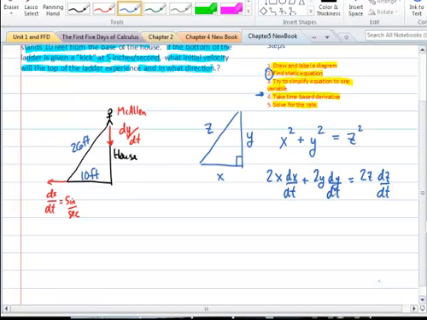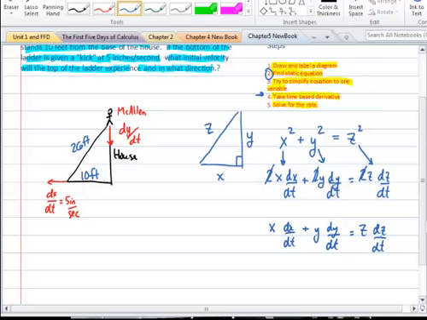Okay, well, we're back, and I just took the time-based derivative, and I had the derivative of x squared is 2x dx/dt. The derivative of y squared with respect to time is 2y dy/dt, and the derivative of z squared is 2z dz/dt. The 2's can all cancel out. Maybe you've done that already, and we basically have a nice equation: x times dx/dt plus y times dy/dt equals z times dz/dt.